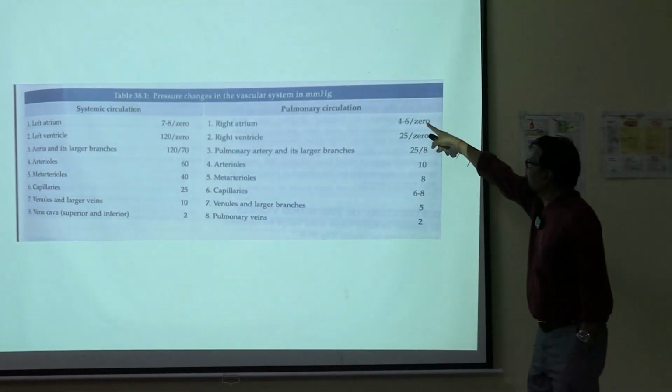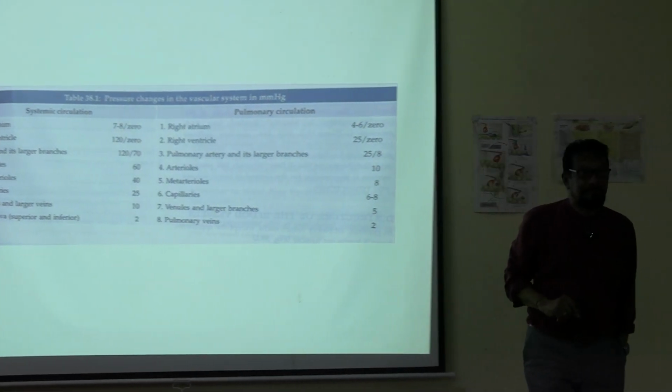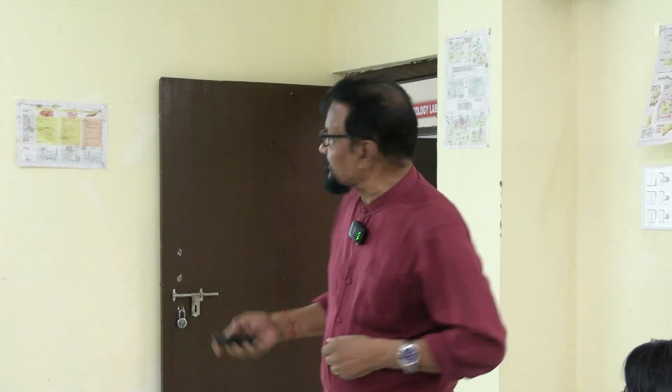See the pressure difference in the systemic circulation and in the pulmonary circulation. A lot of difference. Through the pulmonary circulation the distance is very less, so resistance is very less. So less energy, less force has to be generated by the right ventricle. That's why pressure is less.